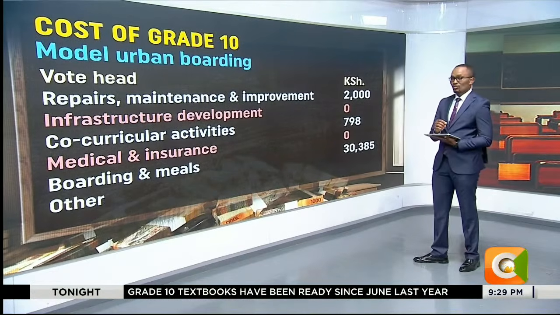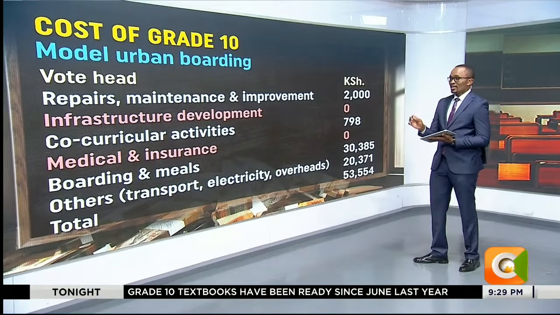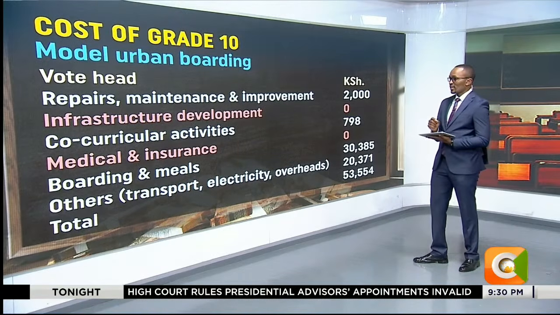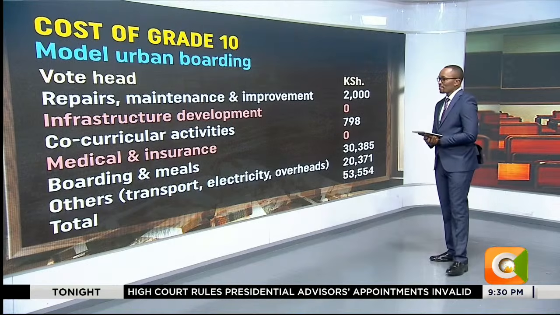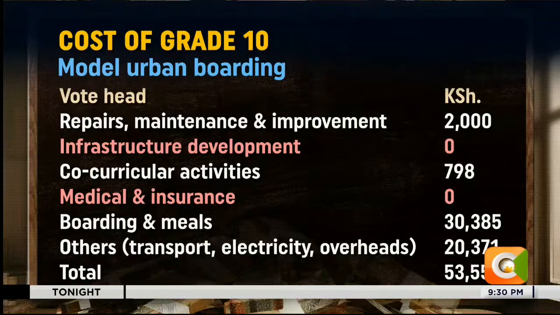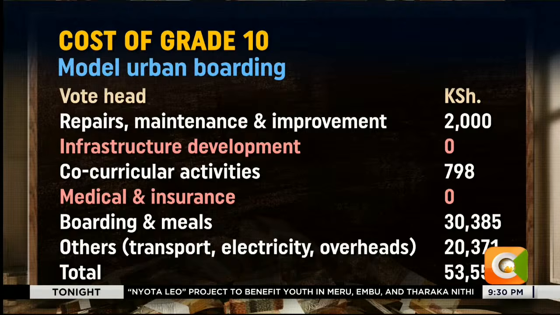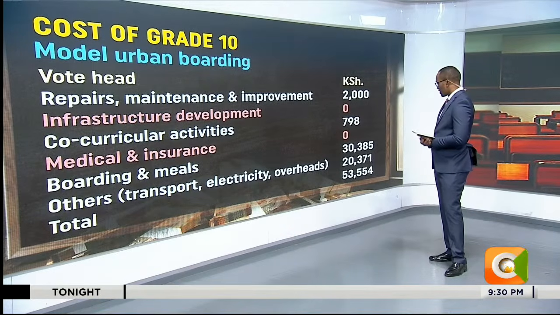Now, let's just break down these resources. So what do they go to finance? This is a model fee structure from a cluster 1 school in the country, to be specific, in Western Kenya. The vote head for repairs, maintenance and improvement: out of the 53,000, 2,000 shillings goes to that. For infrastructure development, no allocation for this school. Co-curricular activities is 798 shillings. Medical and insurance, 0 shillings allocated. For boarding and meals, there's a figure of 30,385 shillings. For other vote heads, including transport, electricity, and others, to the tune of 20,371 shillings.